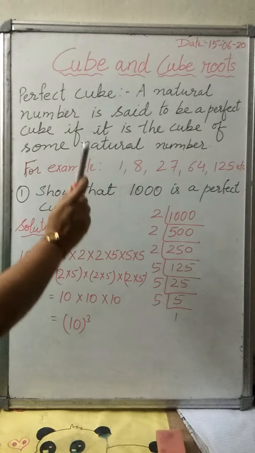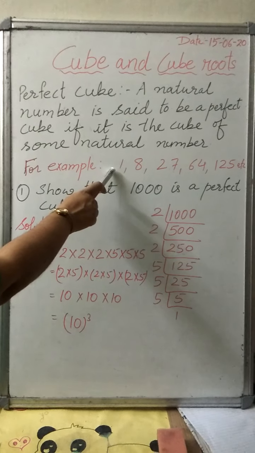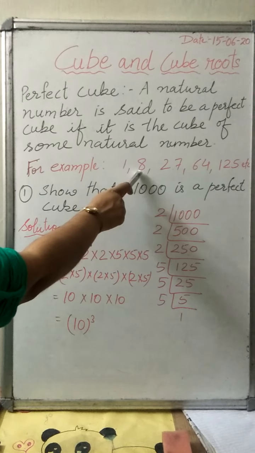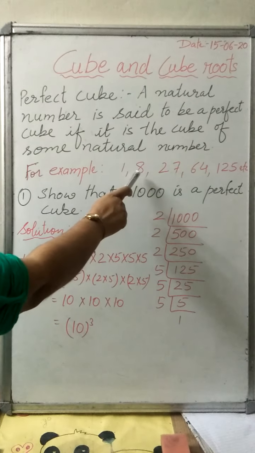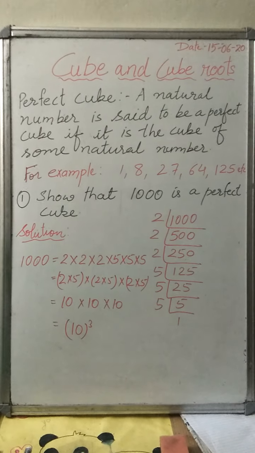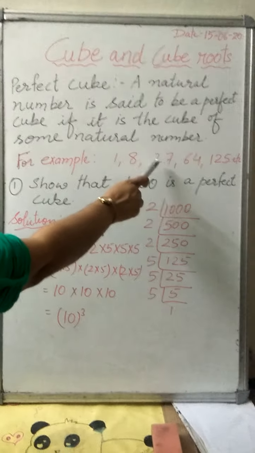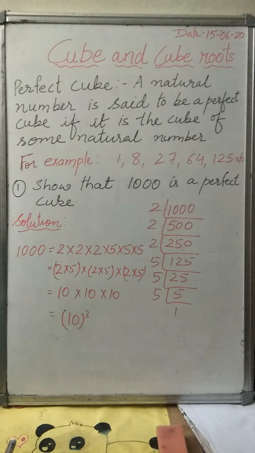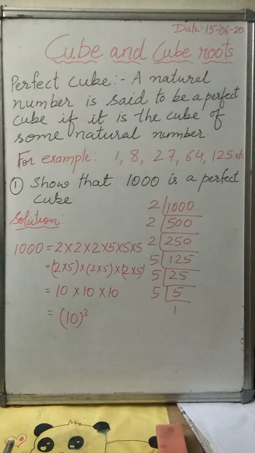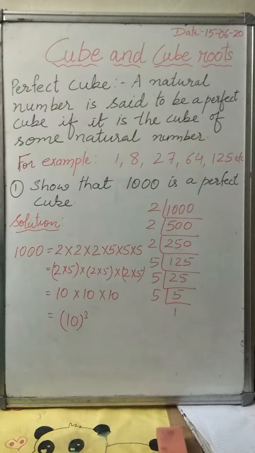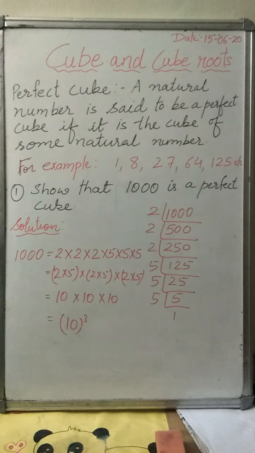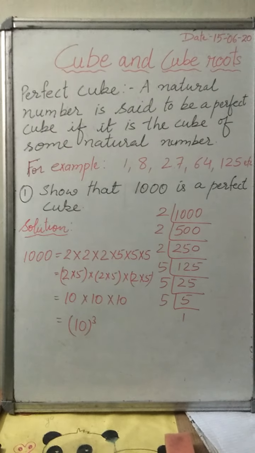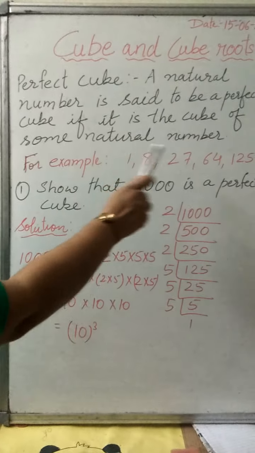That means when you multiply 1 into 1 into 1, you will get 1. So 1 is the perfect cube of 1. 8 is a perfect cube because we are getting 8 by multiplying 2 three times. Again, 27 is a perfect cube. How have we got 27? By multiplying 3 into 3 into 3, which is a natural number, and so on. So therefore, a number is said to be a perfect cube if it is the cube of some natural number.